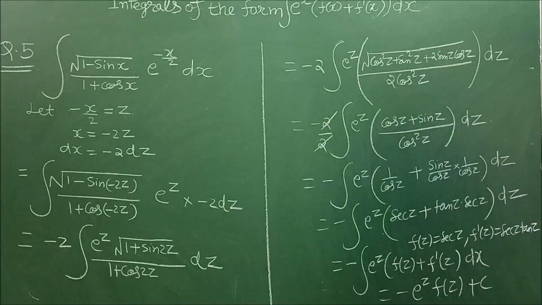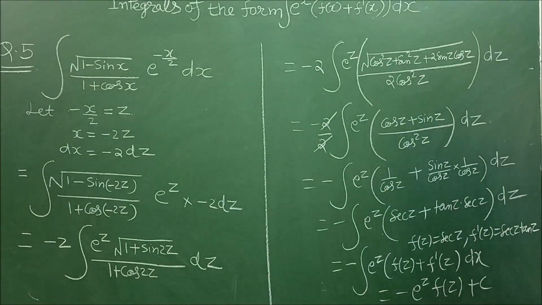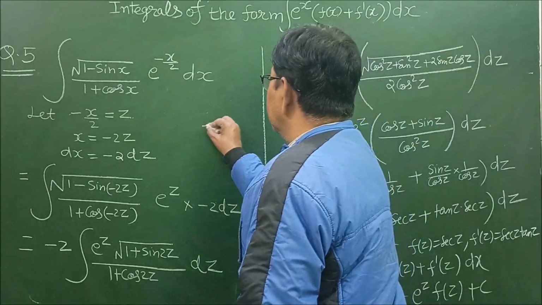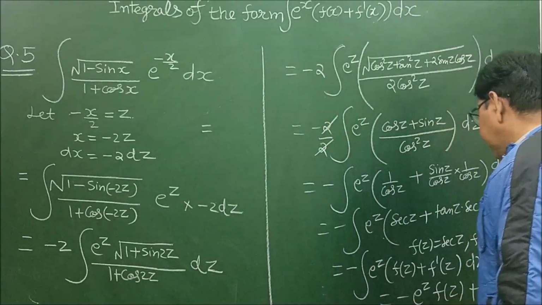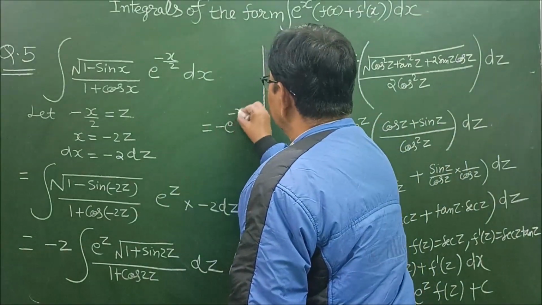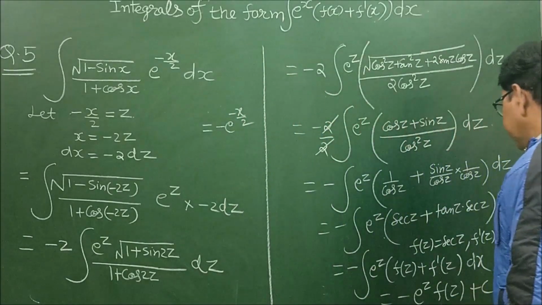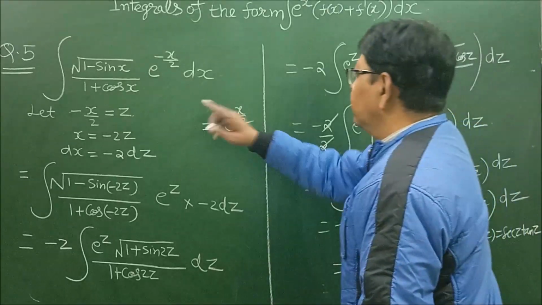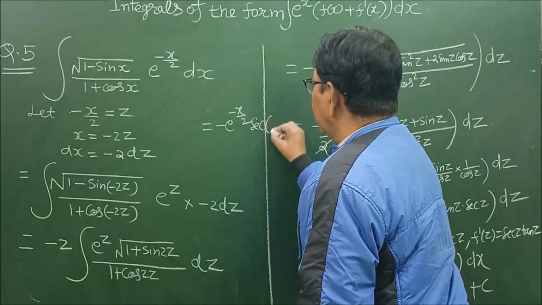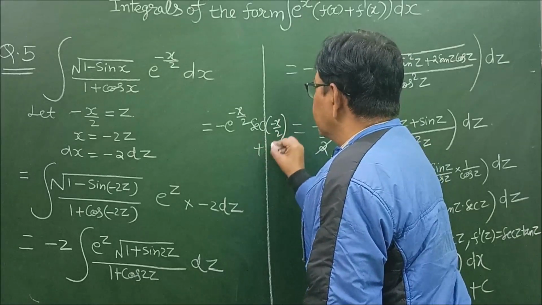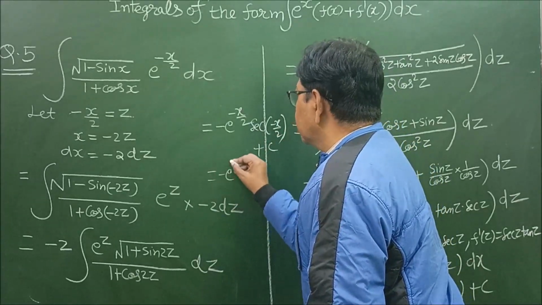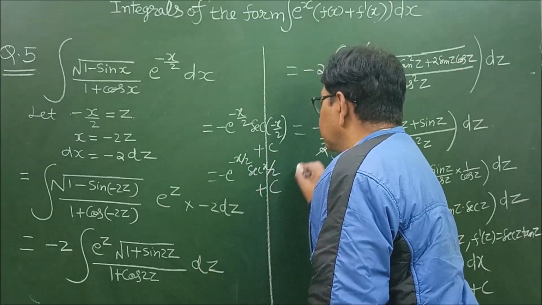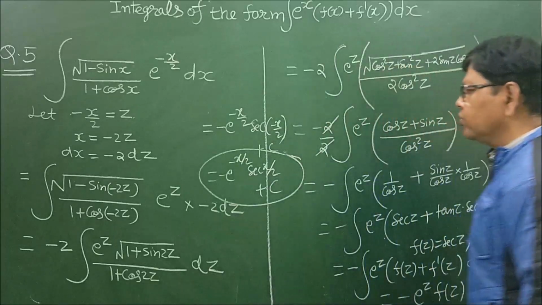Now putting the value of z here, the value of z is minus x by 2. So the final answer of this question is equal to minus e raised to the power minus x by 2, and f(z) is sec z, and the value of sec z is sec of minus x by 2, plus c, or this is equal to minus e raised to the power minus x by 2, sec x by 2, plus c. So this is the final answer of the question.